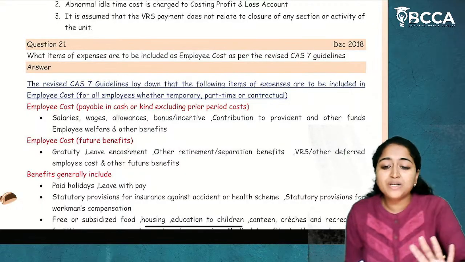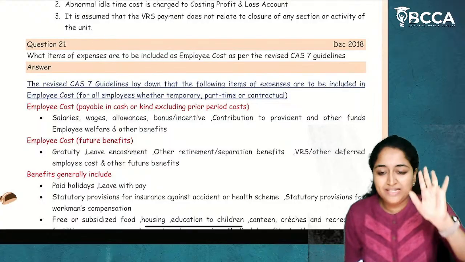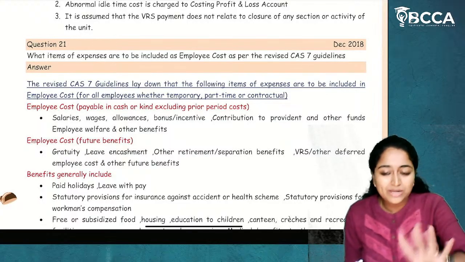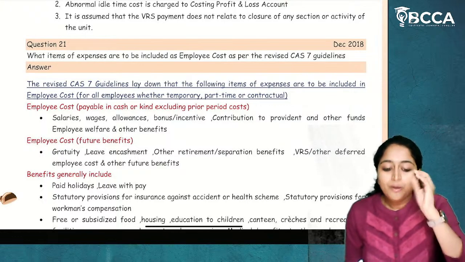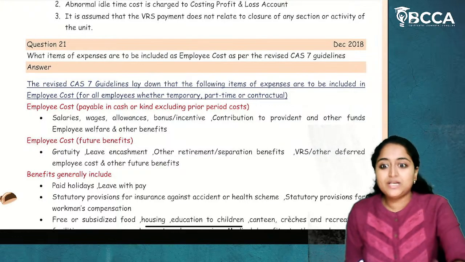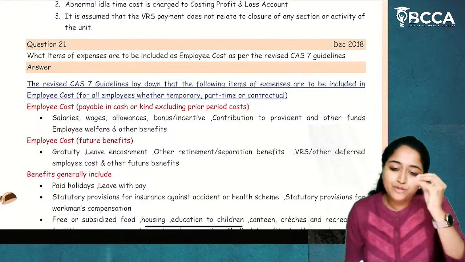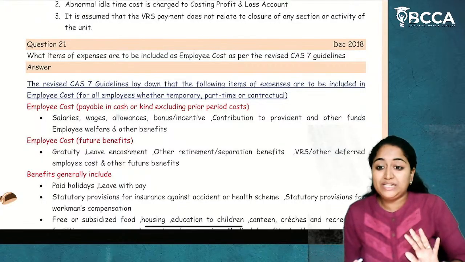And for that conceptual clarity, what will you do? You can go and see the marathon class, which is the Part 1 marathon. I have given you much more clarity for cost accounting standards. By seeing the theory concepts of cost accounting standards, you will be able to answer any theoretical question which has been tested in the examination.